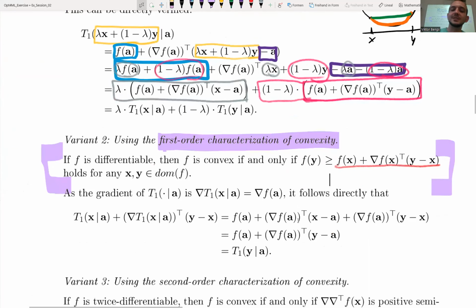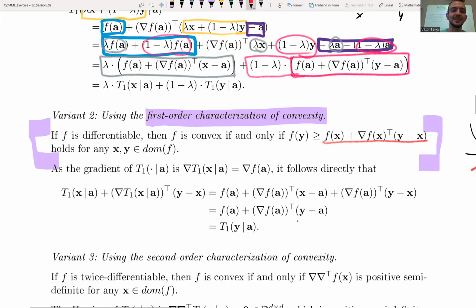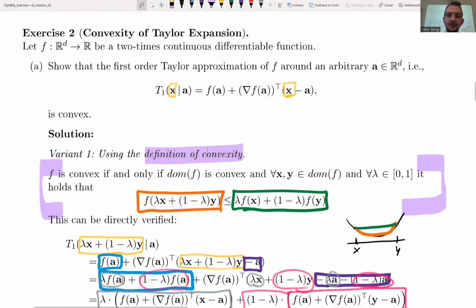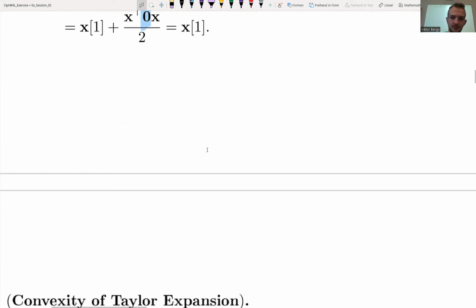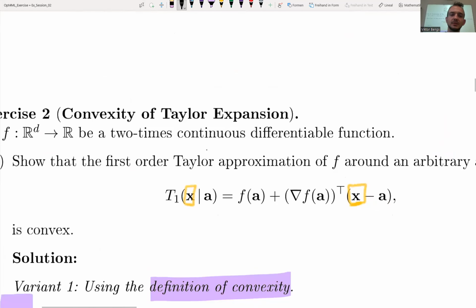And now this is interesting because what we do is essentially we consider the first order Taylor approximation of a first order Taylor approximation. This is why I've found this a bit interesting. All right, so let's see what is the gradient of the Taylor approximation. So what we have to do is we need to compute the gradient with respect to x of T1. Let's see. So this is our function, the first order Taylor approximation.